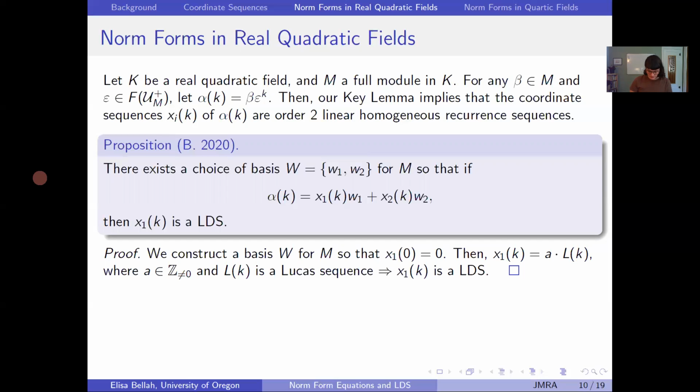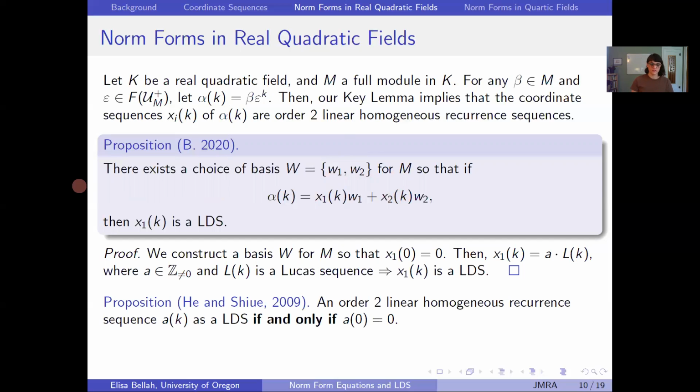I want to make a remark here because it would have been nice if I could find a basis so that both of these coordinate sequences were linear divisibility sequences simultaneously. Unfortunately, this can never happen for the following reason. There's this proposition, I found it by He and Xu, its earliest version in 2009, that an order 2 linear homogeneous recurrence sequence is a linear divisibility sequence if and only if its zero value is equal to 0.